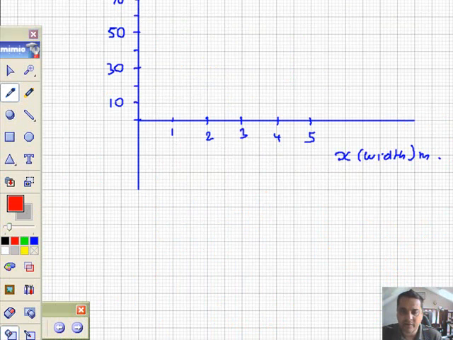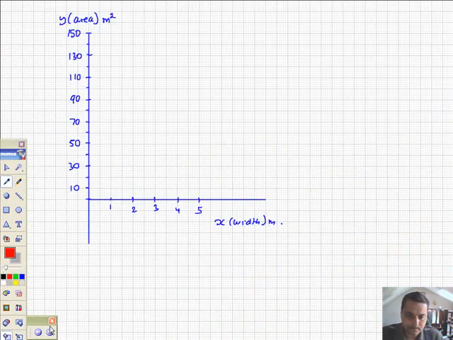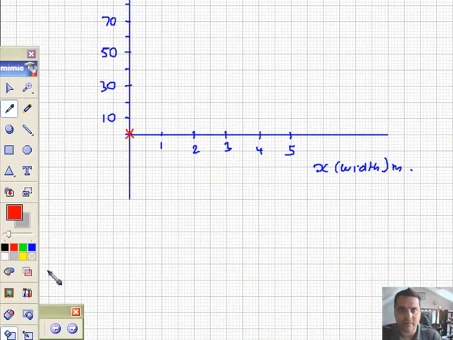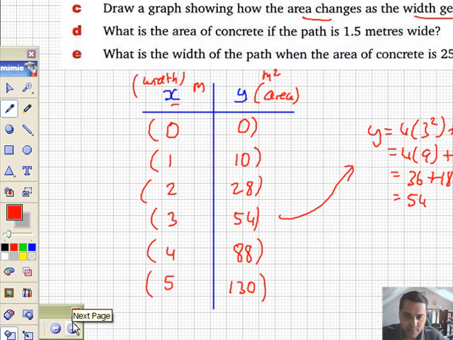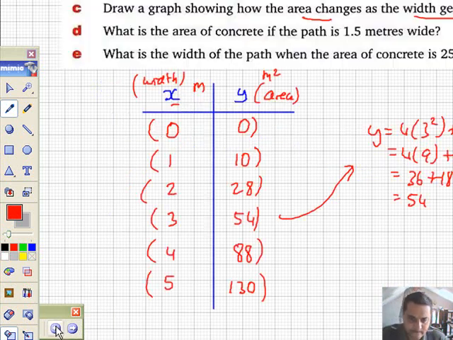And here is a lovely graph, or rather a grid I produced earlier. So let's get plotting, shall we? 0, 0. Well, that's that one. Obviously if you've got no width whatsoever, you don't have any area. And then we go 1, 10. So 1 along, 10 up. Then we go to 28. That's 20. 28 will be 1 square below the 30.